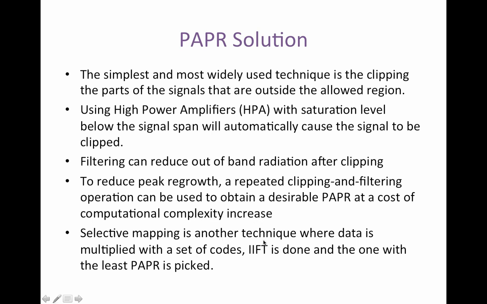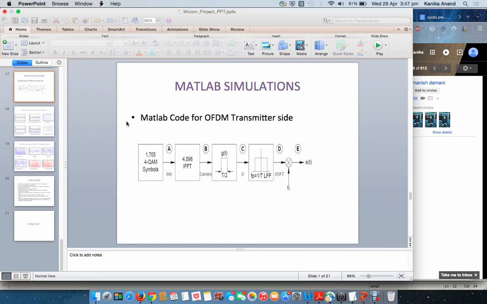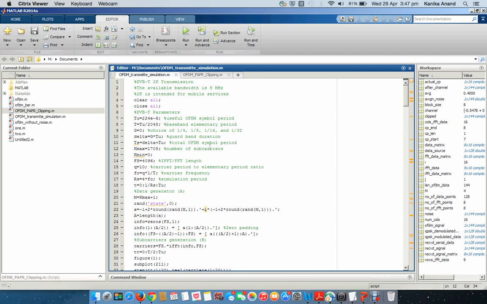Selective mapping is another technique where data is multiplied with a set of codes. IFFT is done and the one with the least PAPR is picked. Now, this is the block diagram of the generation of the OFDM symbol. I'll be showing you the MATLAB simulation, using this block diagram for the simulation. Now let's go to MATLAB.